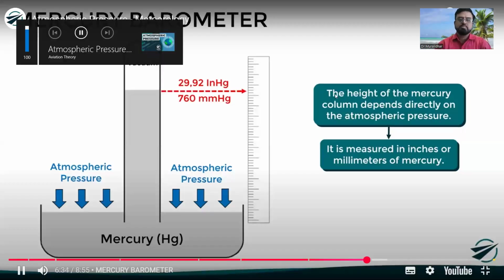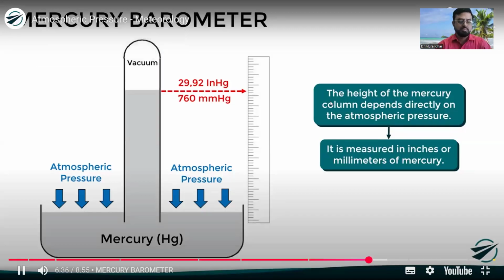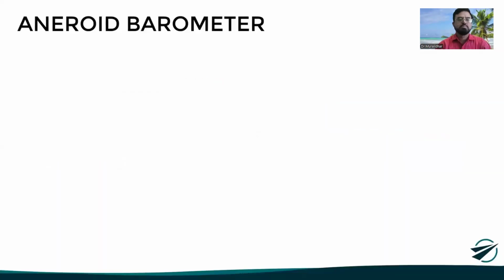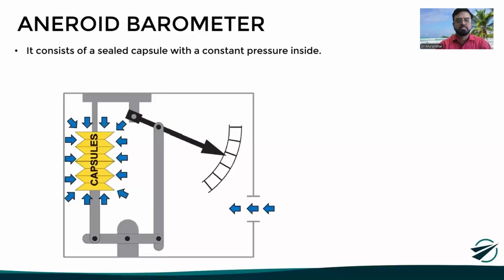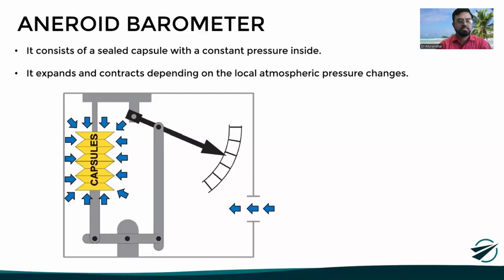So, now that we have seen how a mercury barometer works, let's move on to the aneroid barometer. This second type of instrument consists of a sealed capsule with a constant pressure inside. It is designed so that atmospheric pressure can enter the instrument and try to compress the capsule. This way, the capsule will expand and contract depending on atmospheric pressure changes.